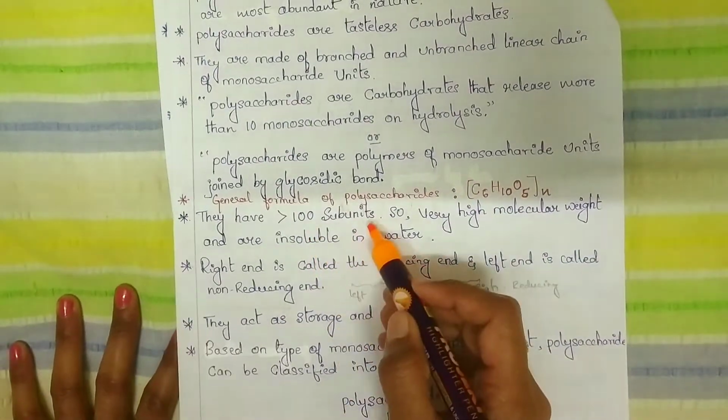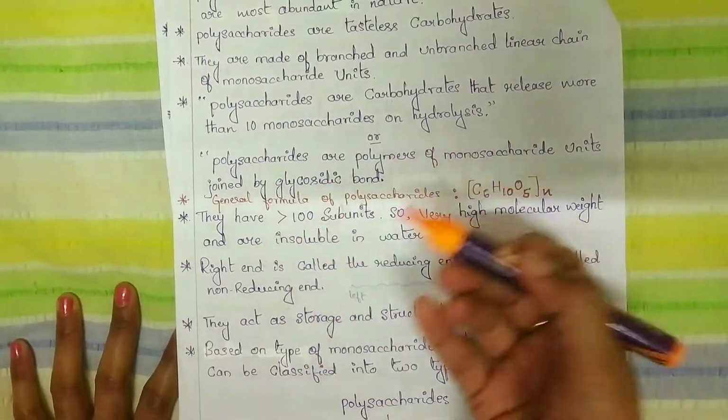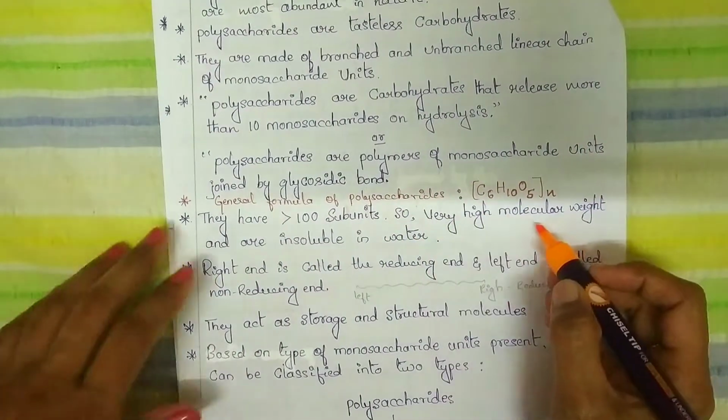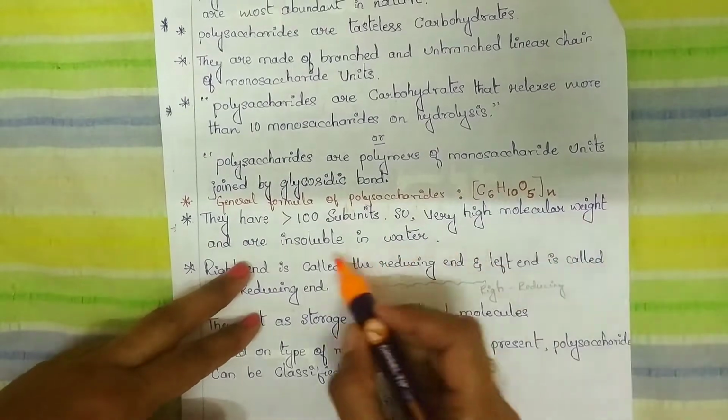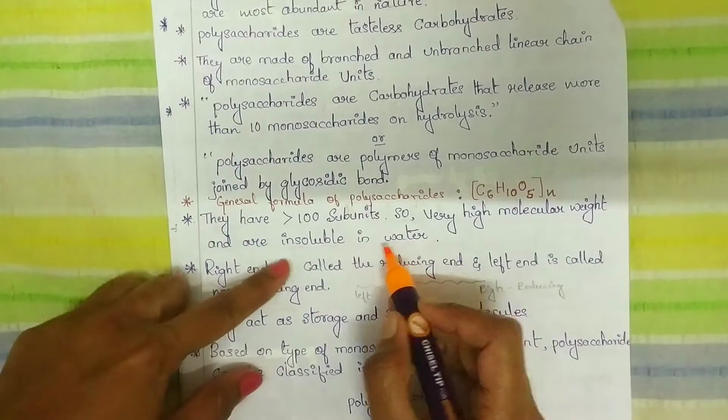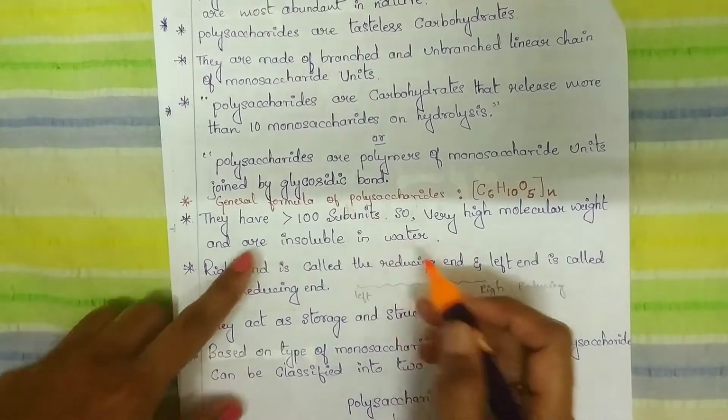Now, they have more than 100 subunits, because in the case of branched ones we can get other subunits as well. So they have a very high molecular weight and are insoluble in water. Disaccharides are soluble in water, but polysaccharides are insoluble in water.